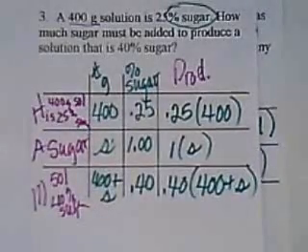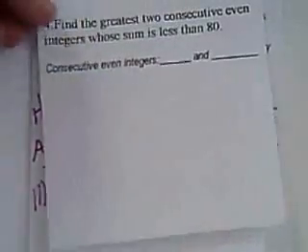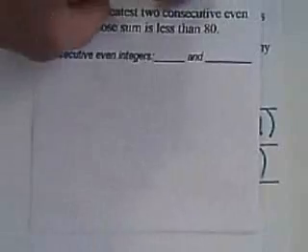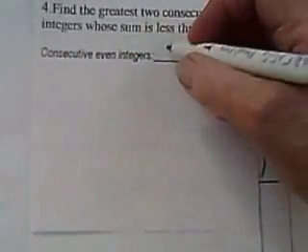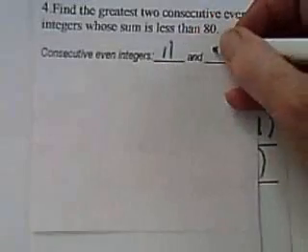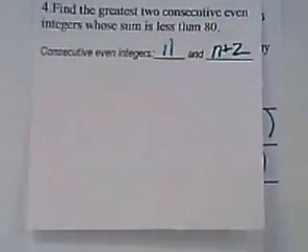And number 4 is similar to one of the other problems that we had on the simpler ones. Find the 2 greatest consecutive even numbers. So I have them write it out. Consecutive even integers would be n and n plus 2. And then we'll finish up the rest of that.